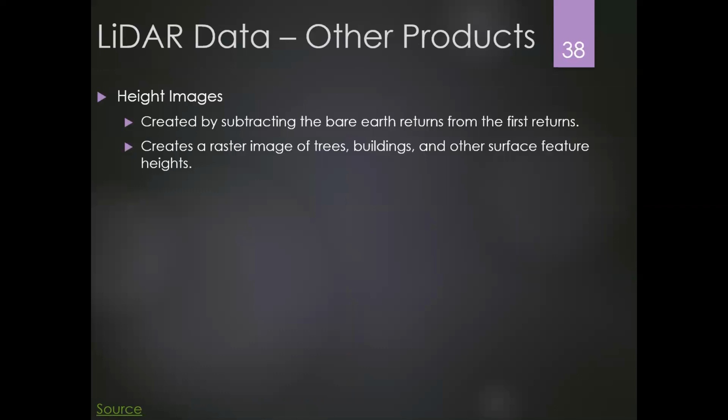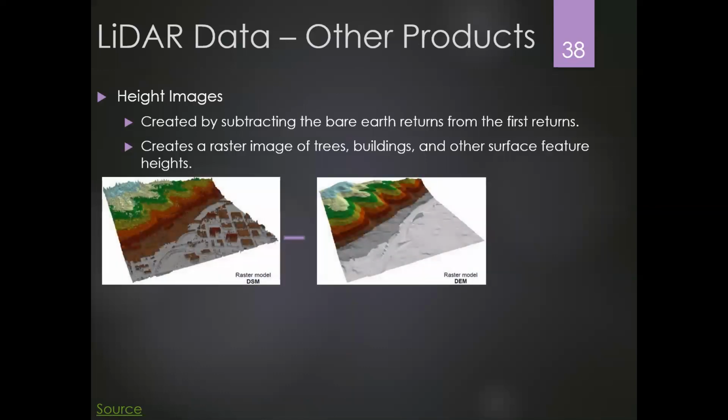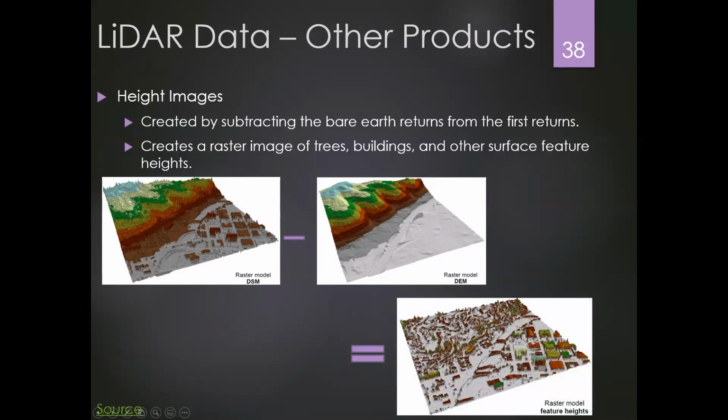Okay, so how can we produce height images? You calculate the difference between DSM and DEM. In other words, you know the elevation of the top of the tree. That is provided by DSM. You also know the elevation of the surface that this tree is standing on. That is provided by DEM. If you calculate the difference between them, then you have the height of the tree. It's just that simple. So DSM minus DEM, then we have feature heights.